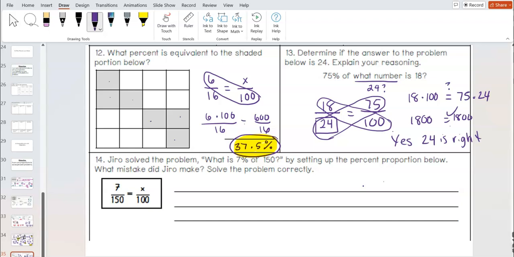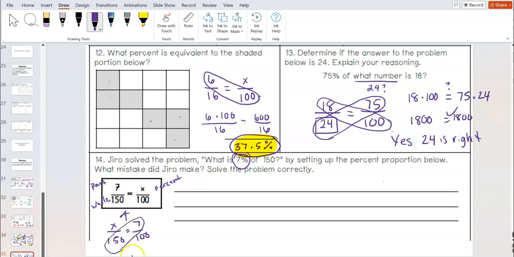All right, the last one says, Euro solved the problem, what is 7% of 150 by setting up this percent problem right here. This proportion. What mistake did he make, and solve it correctly? Well, if you remember, we are trying to put our part on top, our whole on the bottom, and then our percent over here above the 100. In our problem, 7 is our percent. So what he should have done was x over the 150 and 7 over 100. Then he could solve the problem correctly.